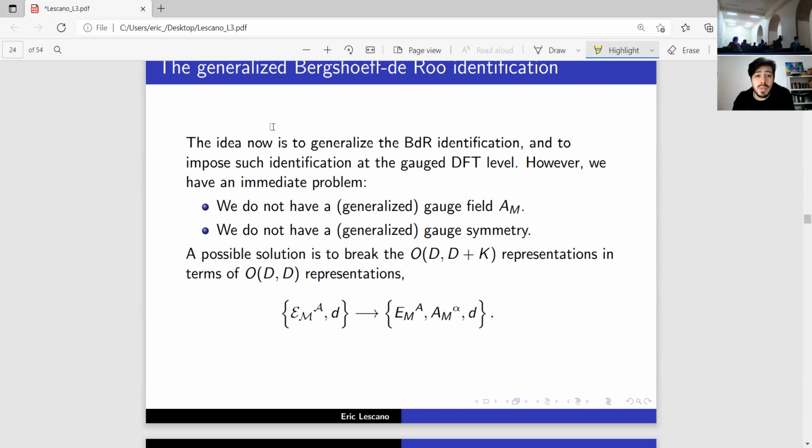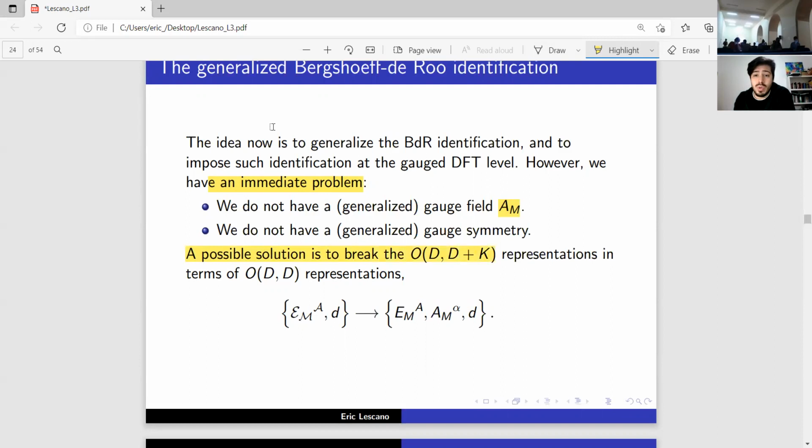Our immediate problem is that we do not have a generalized gauge field. We do not have a gauge field in double field theory. Our gauge fields are inside the generalized frame or the generalized metric. We do not have a generalized gauge field, and we do not have a generalized gauge symmetry. We do not have a gauge parameter in our gauge double field theory. So this is the geometric and systematic method that I was talking about with Emmanuel. A possible solution is to break this group.